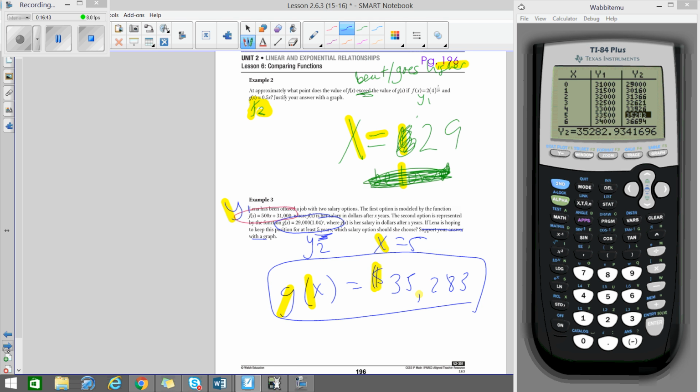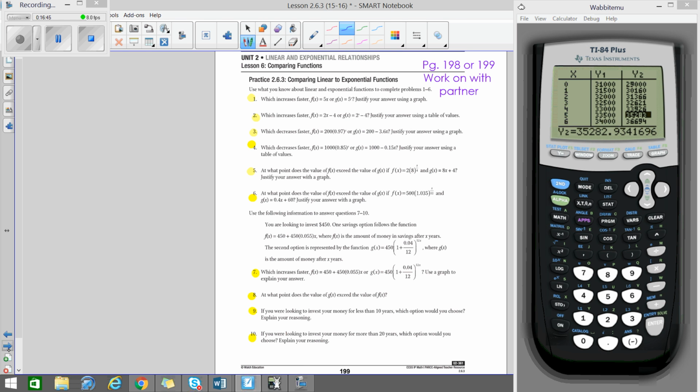So this is what I'm going to have you do now. Now that you've kind of seen this, I'm going to have you and the partner you're sitting next to work on page, I believe it's either 198 or 199. I think it's 199, as you can see down here. You are going to work on 1 through 10, and your answers are in that answer key that I had you pull out and staple the other day. So check your answers.